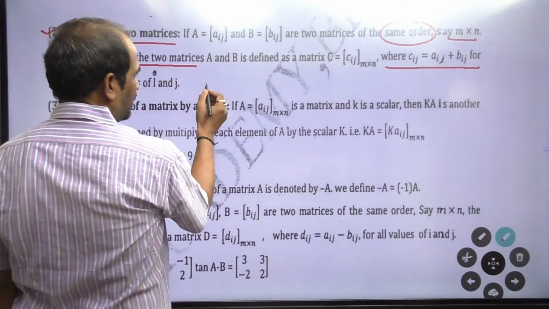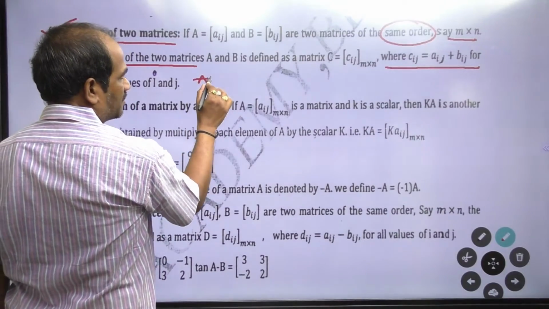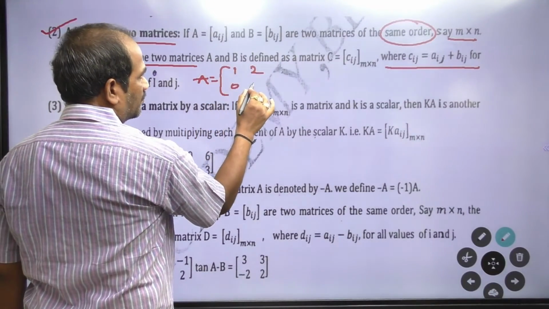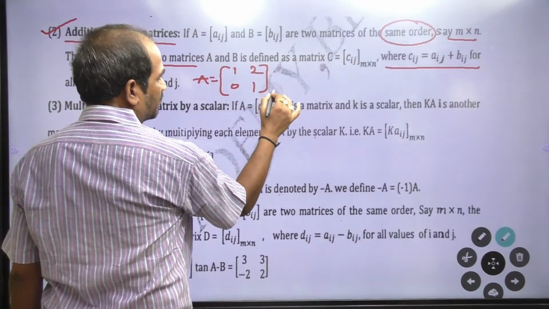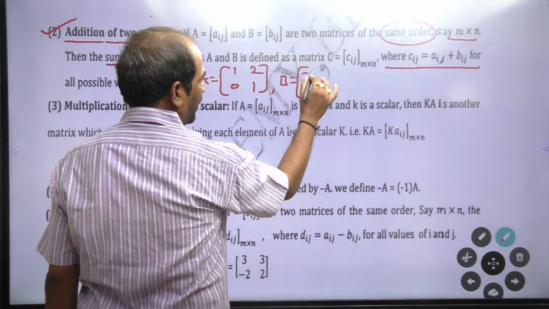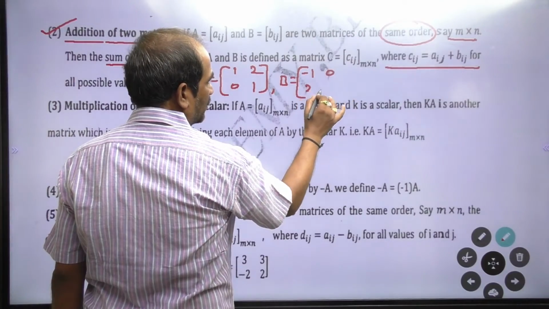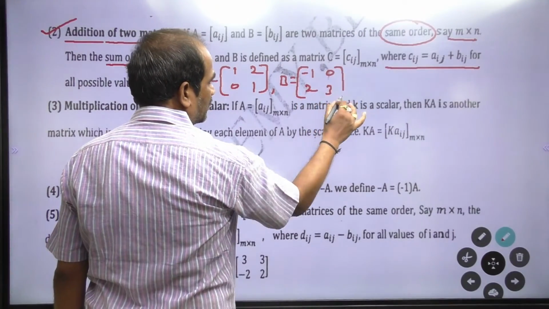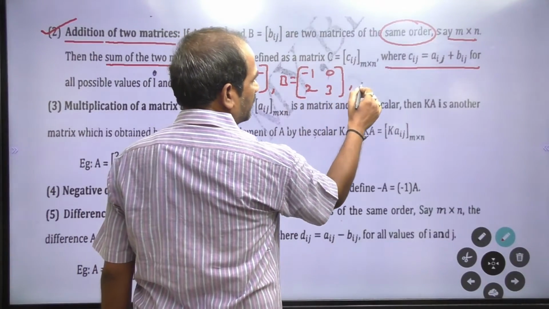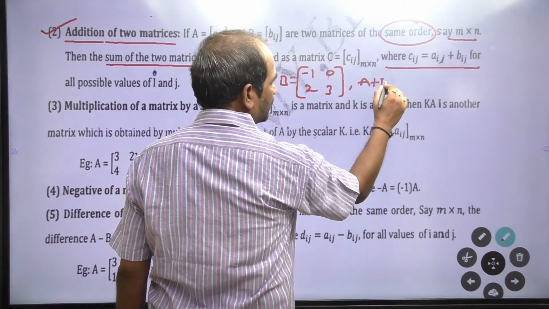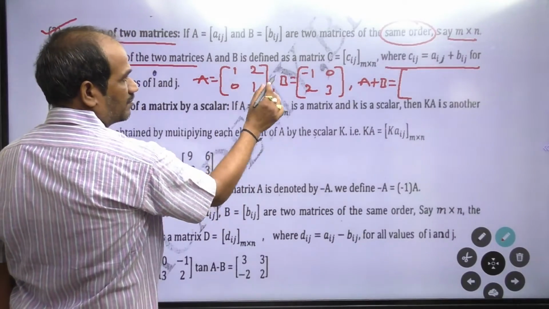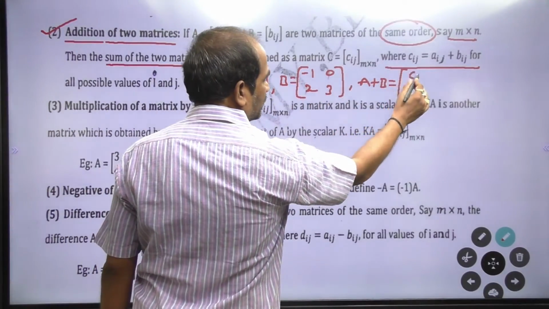See here, for example, A is equal to 1 2 0 1, and B is equal to minus 1 0 2 3. So here, A plus B matrix is adding corresponding elements. 1 minus 1 is 0.